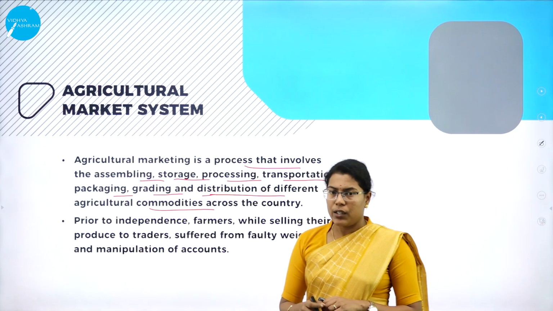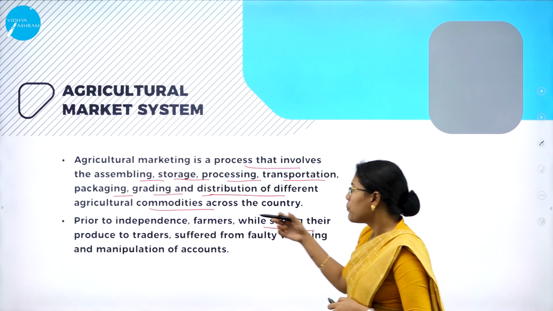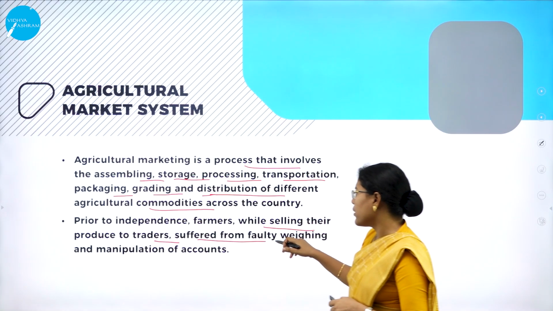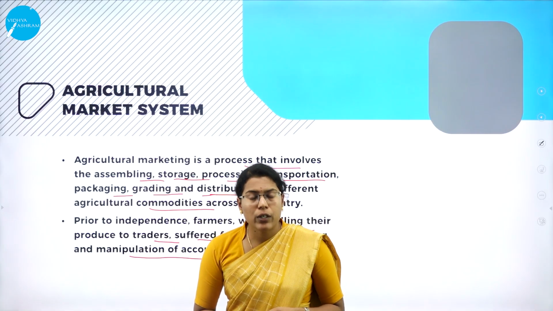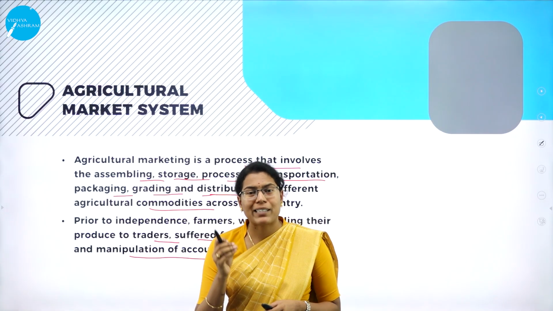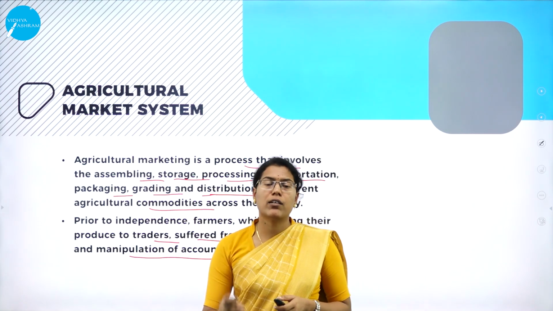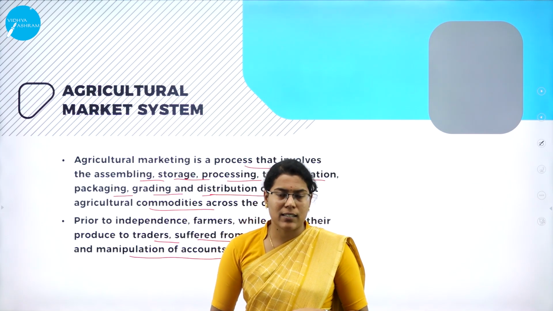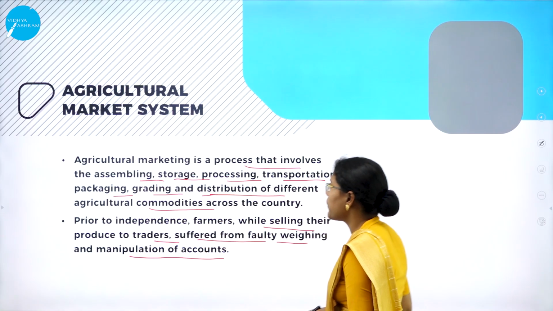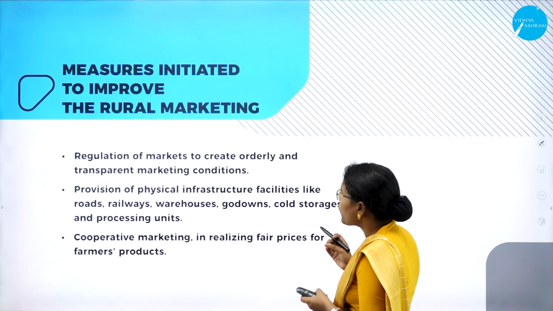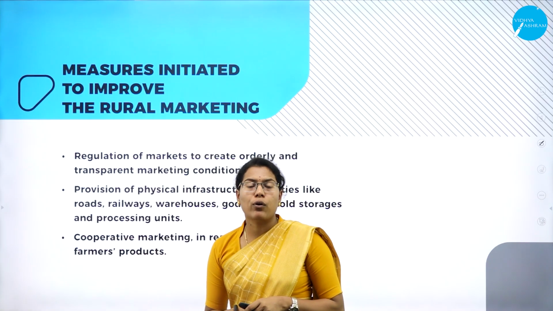the country. So as I said, prior to independence, farmers, while selling their produce to traders, suffered from faulty weighing and manipulation of accounts. So in order to safeguard the farmers from this exploitation and manipulation by the traders, government intervention was needed. In order to solve the problems of rural farmers, the government took various measures to improve the rural marketing system. So it mainly introduced 4 measures.